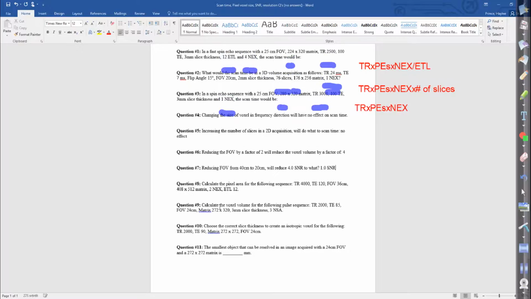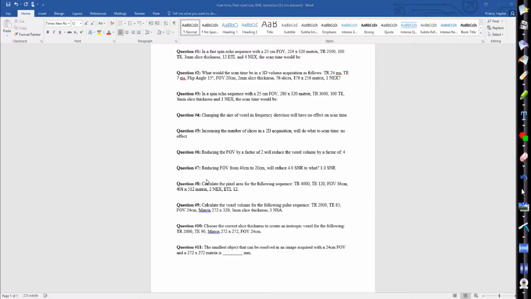All right, number 8. Calculate the pixel area for the following sequences. So once again, what should your answer be in? What's your unit? Millimeters, millimeters squared, or millimeters cubed? Millimeters squared. Good. So you see pixel area, you know your answer should be in millimeters squared. Okay? So we have to do it for the phase and the frequency side.